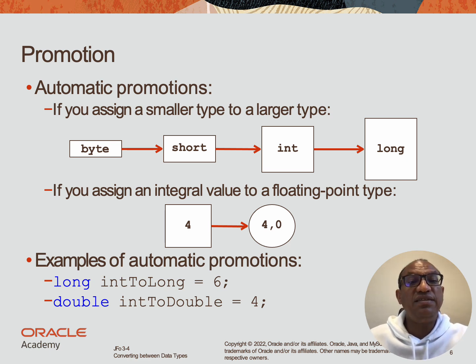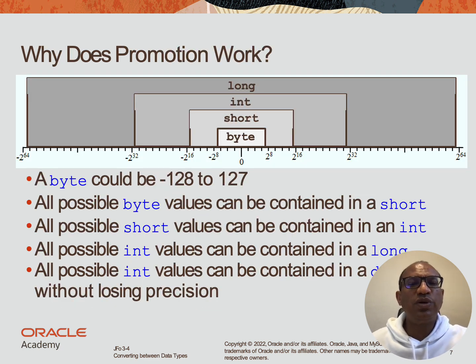If you assign an integral type to a floating point type, there are no decimal places to lose. Promotion works because the larger type can fully represent all values of the smaller type. For instance, a long can hold every int value.